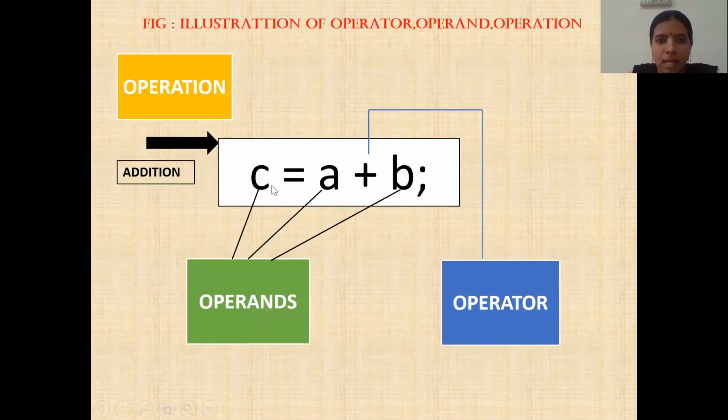Here you could see an example, C is equal to A plus B. Here this entire process is called an operation and the operation name is addition. The data on which the operator is acting, that is A and B, are called operands. And what is it that signifies the process? Plus. Plus is the symbol which is called an operator.